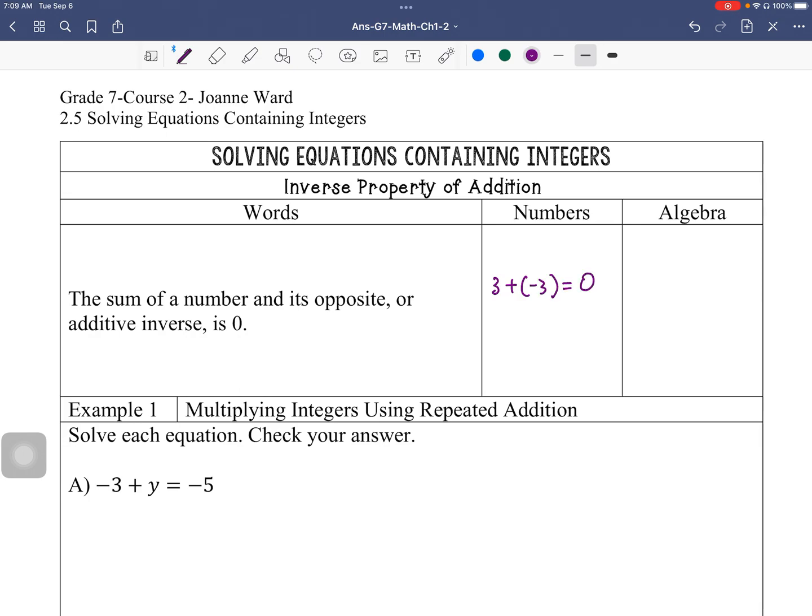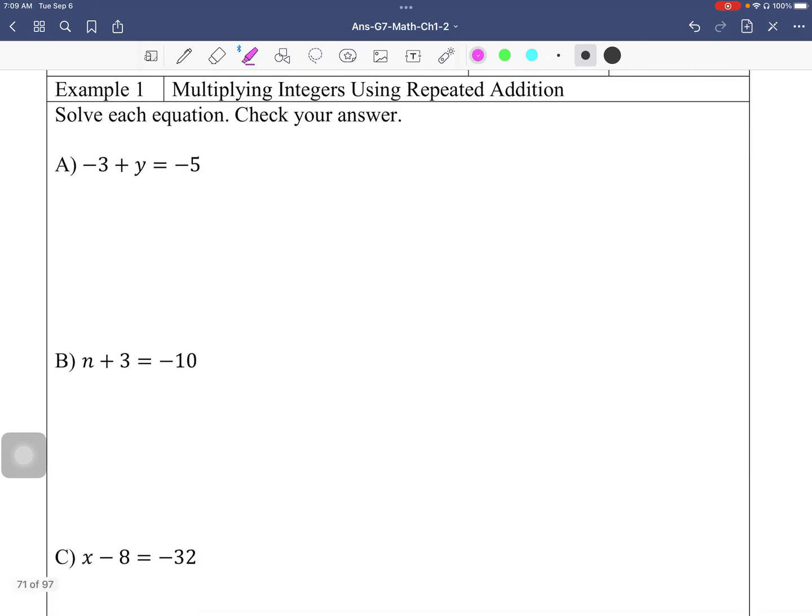And in algebra, we have a plus -a equals 0. So this is the inverse property of addition. The sum of a number and its opposite, or what we call the additive inverse, is 0. Then in this case, how do we solve each equation?